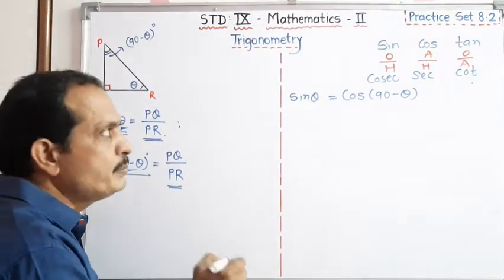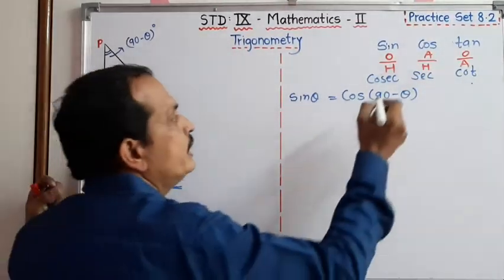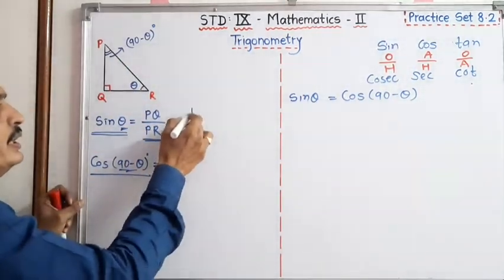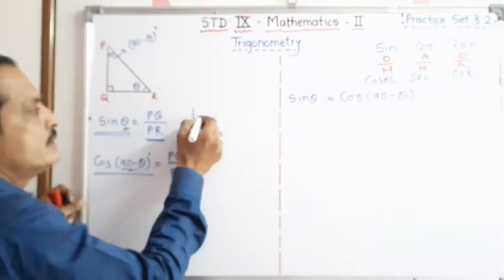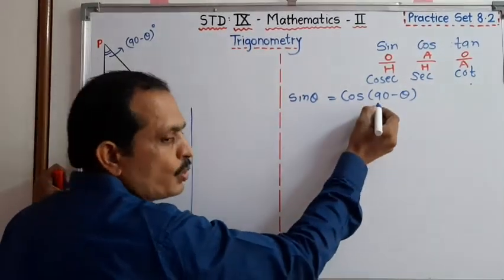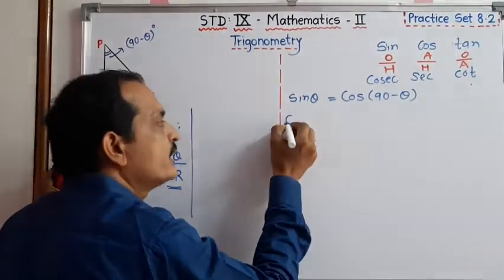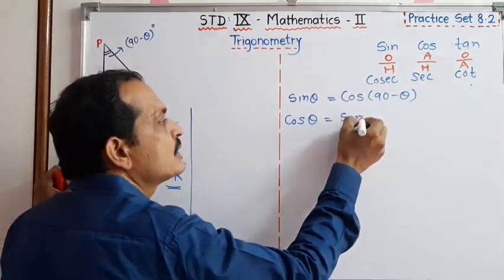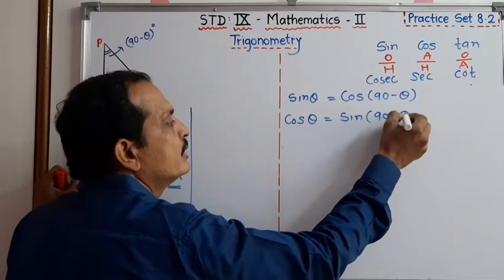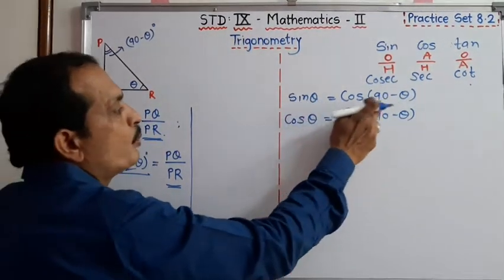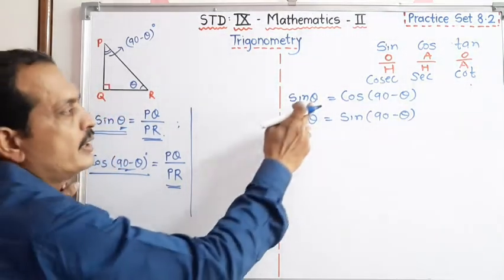The same relation we will get in tan and cot. In this case also, sin theta is equal to cos 90 minus theta, and we can write cos theta is equal to sin 90 minus theta. Dear student, this is the relation between the complementary angles of sin and cos.